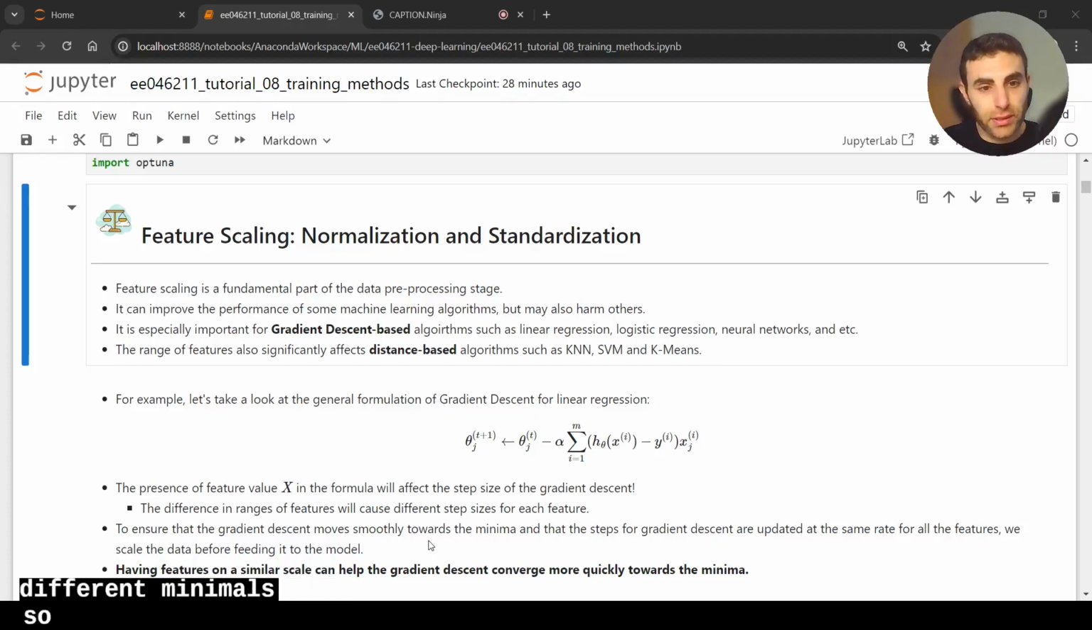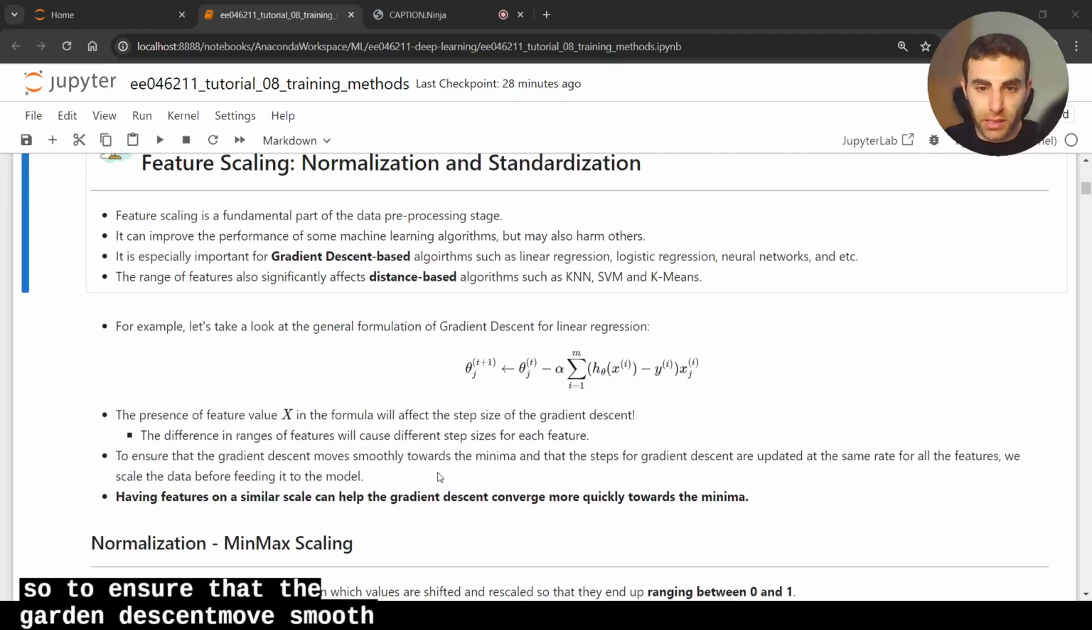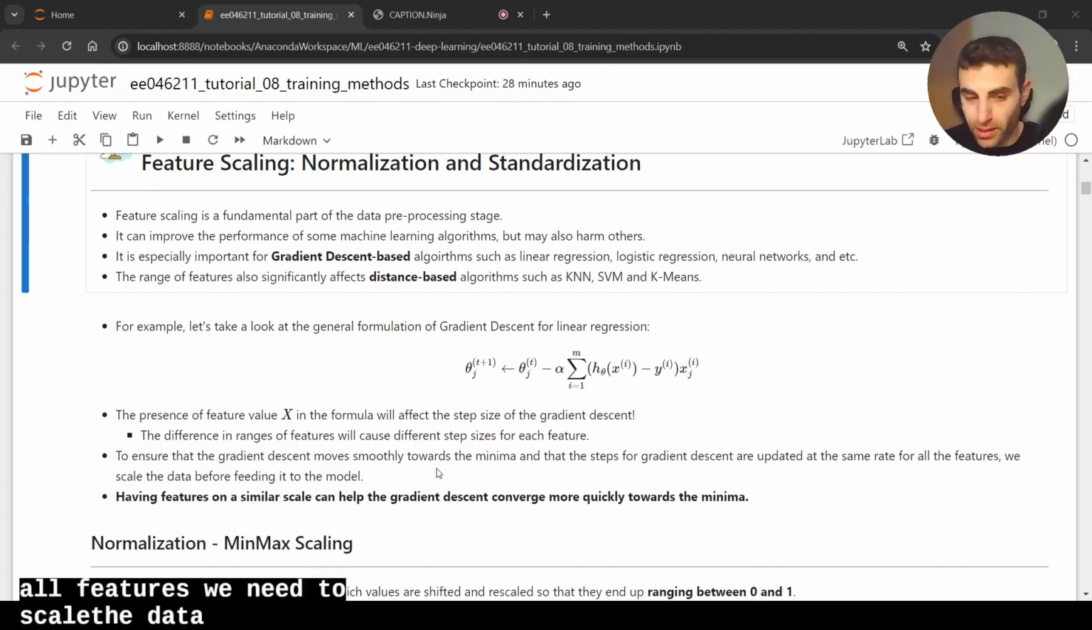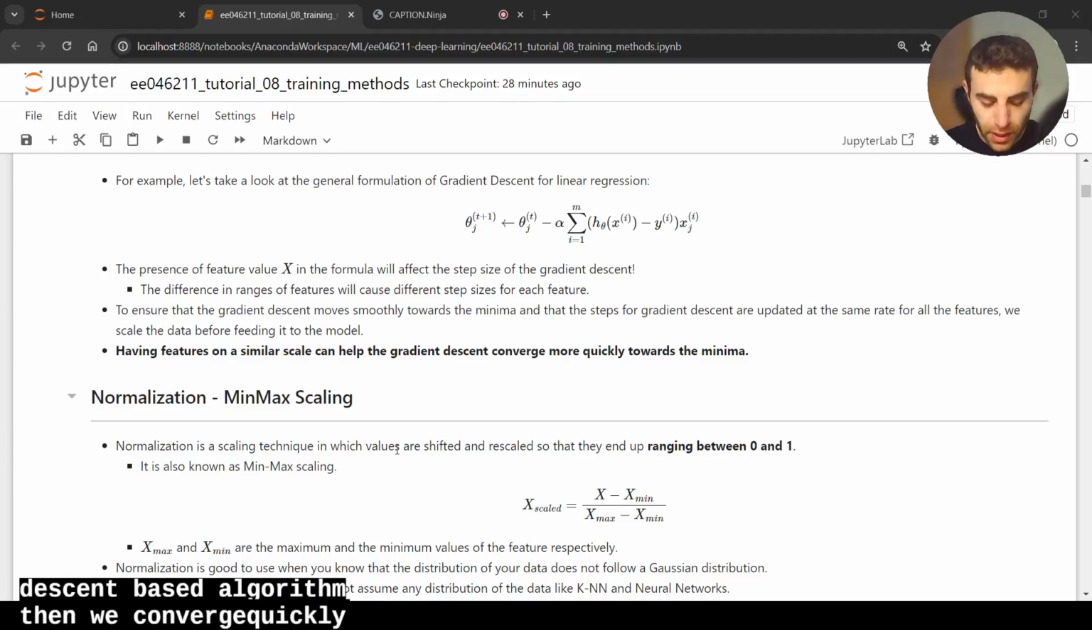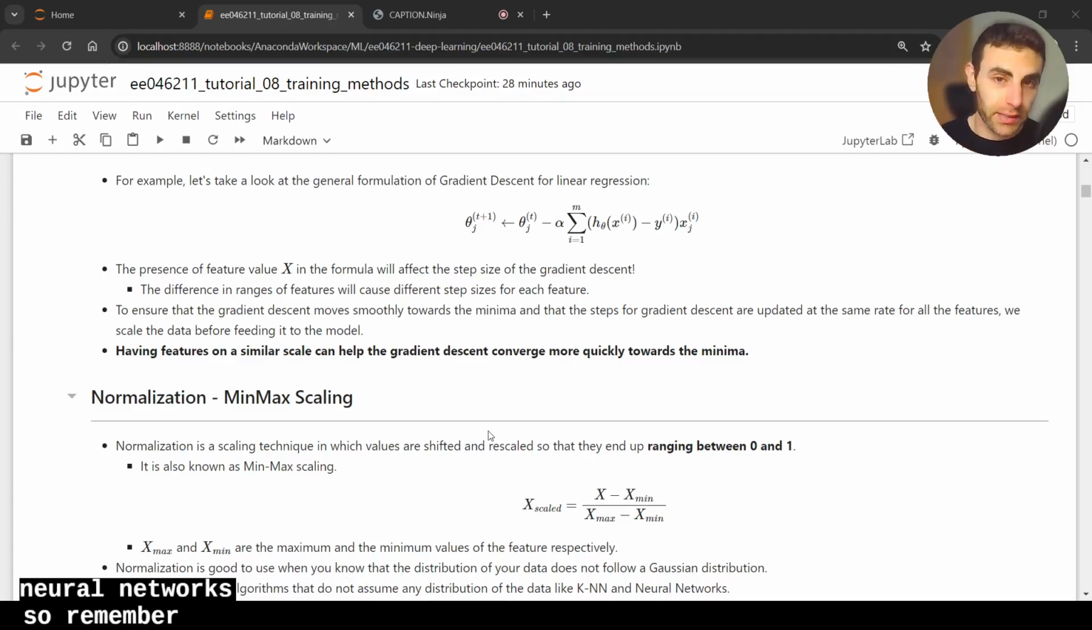So to ensure that the gradient descent moves smoothly towards the minima and that the steps of the gradient descent are updated at the same rate for all features, we need to scale the data or normalize it. What we see in practice is that when we use scaling with gradient descent-based algorithms, we converge quickly and the training dynamics are more stable. This is important, especially when we train large neural networks. So remember, the scale does not imply the importance of the feature.